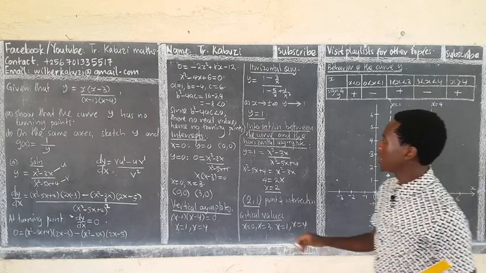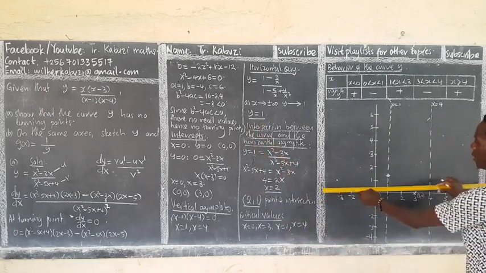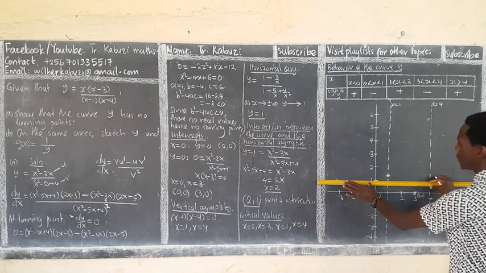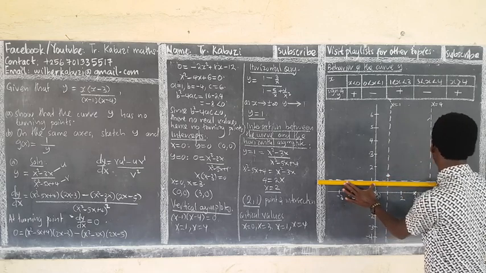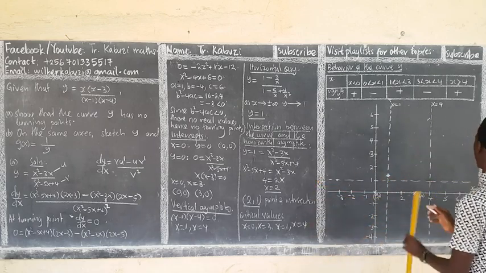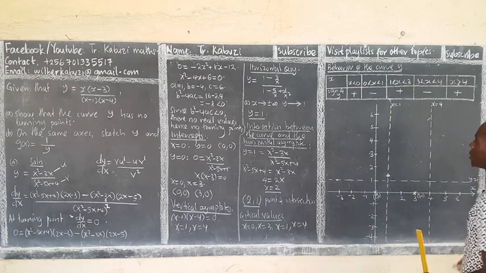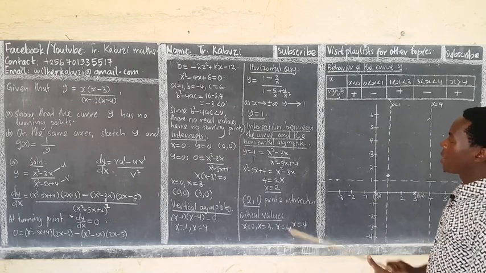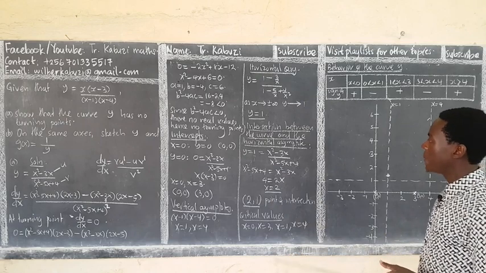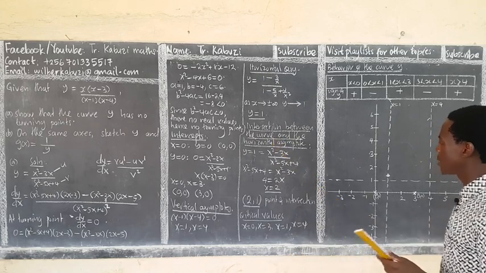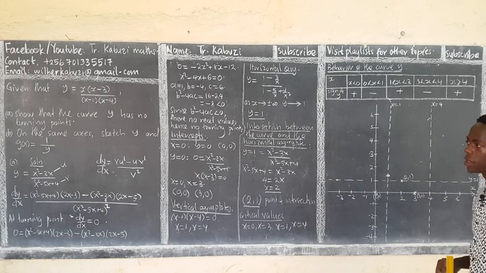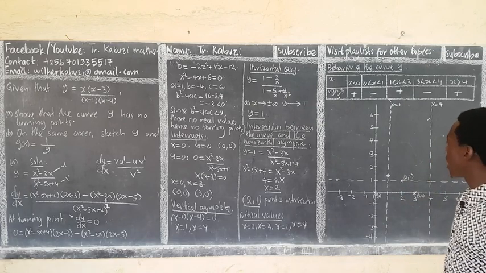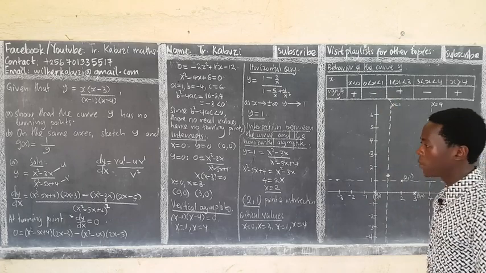Then the horizontal one is y equaling 1. So this is our horizontal asymptote there. You name them, y equaling 1. Then we have a point of intersection between the curve and the horizontal asymptote, and that point of intersection is 2, 1, which is here. I think that's all we have. We use this when we are drawing the curve.